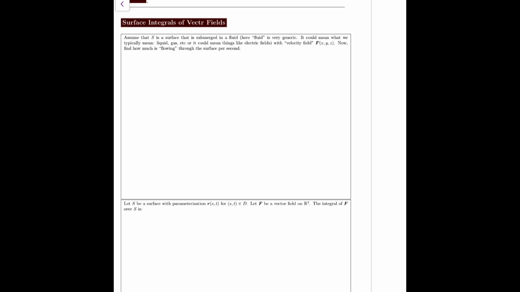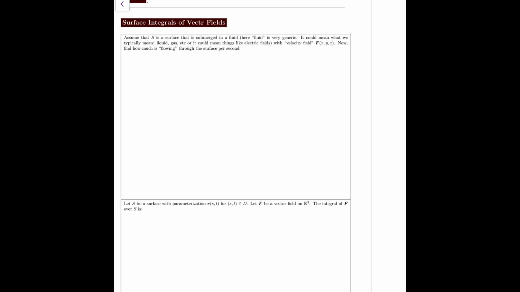And here fluid is very generic. Just think about water for now, but it could be any typical fluid like a liquid or a gas, or it could mean things like electric fields. In fact, what we're going to be calculating is the flux of a vector field, which you've seen in physics. Okay, so anyways, we have S submerged in a fluid.